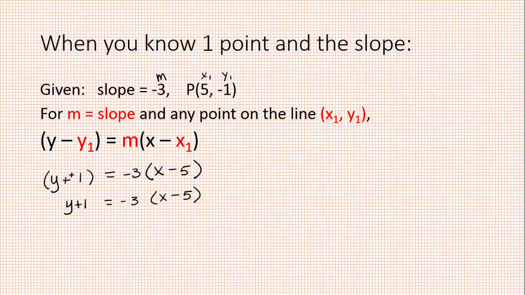Okay, another way to say that is that this is y and the opposite of the y coordinate, and this is x and the opposite of the x coordinate. And that is what point-slope form looks like.